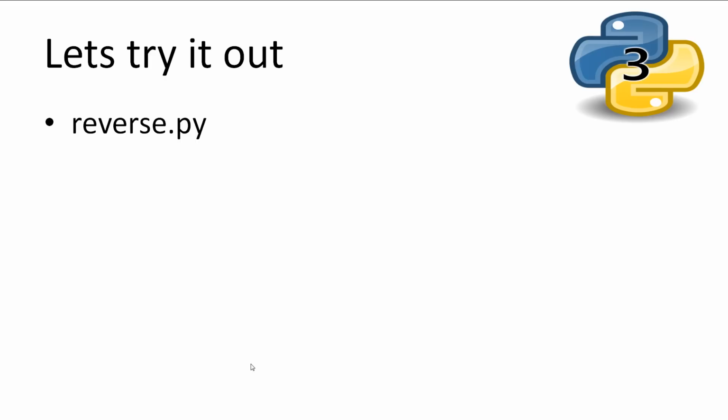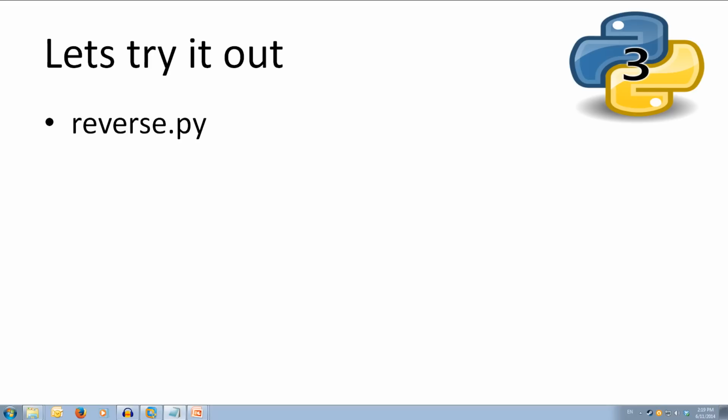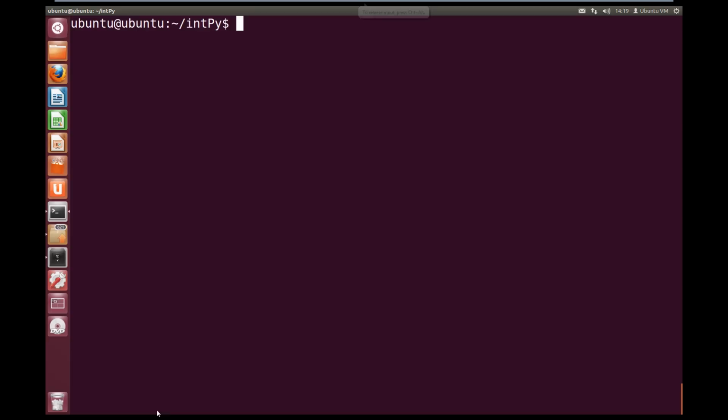For simplicity, we'll use Python's tutorial example, which iterates over data in reverse order. So we're going to create a file called reverse.py, and we're going to reverse any data that we give to that class. Okay, so let's come over to Ubuntu, and we're going to create our reverse.py.